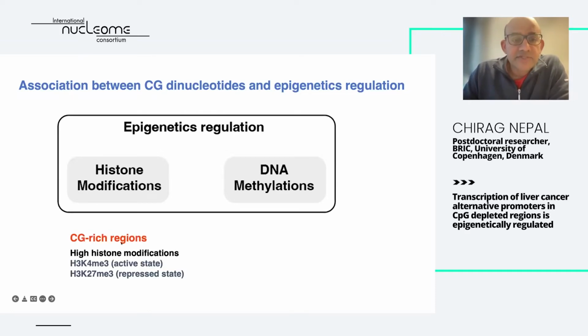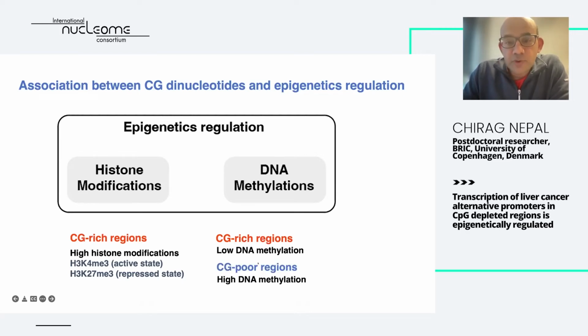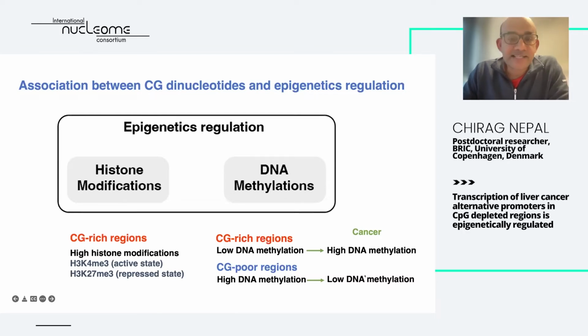If we take the CG-rich region, it has high histone modification of H3K4me3 in the active state and H3K27me3 in the repressed state. And when you look at the DNA methylation, in the CG-rich region you have low DNA methylation, and in the CG-poor region you have high DNA methylation. This is in the normal cells. Whereas in cancer, you see that the CG-rich regions, which had low DNA methylation, often have high DNA methylation, and the CG-poor regions have low DNA methylation.